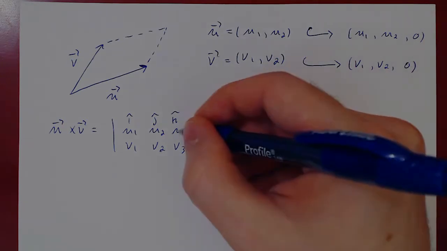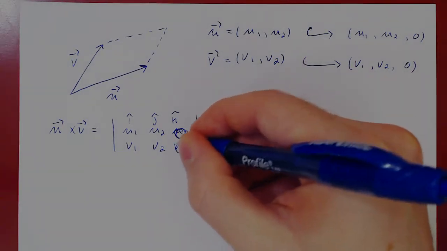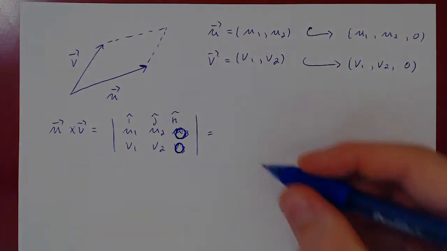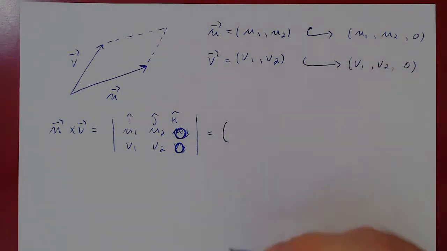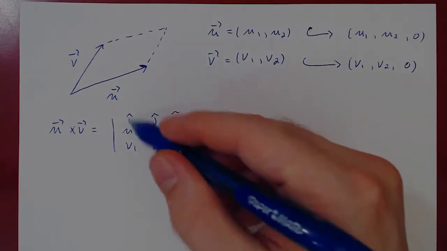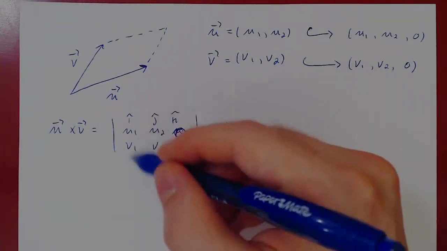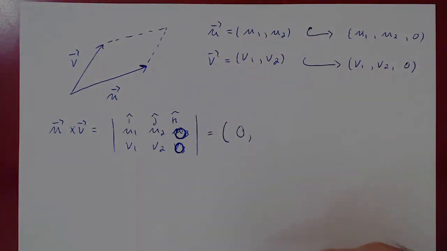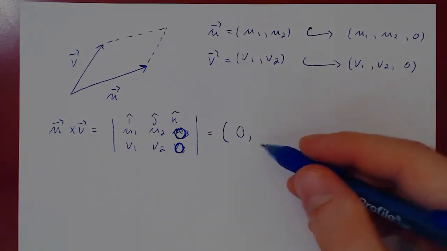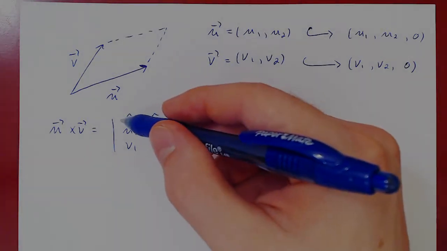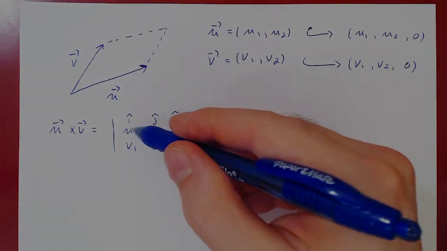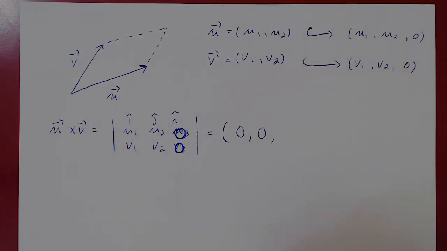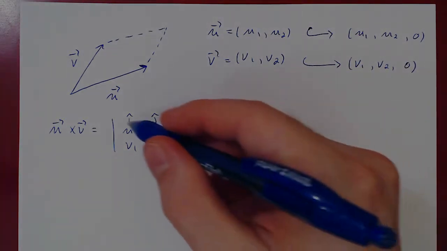u3 and v3 are 0. And this will make our life much simpler. So as we've done before, C11, we delete row 1, column 1, and we'll get 0 minus 0, that's just 0. Then we'll get C12, so the negative of deleting row 1, column 2, which is again 0 minus 0, another 0. And finally C13, this will be positive.